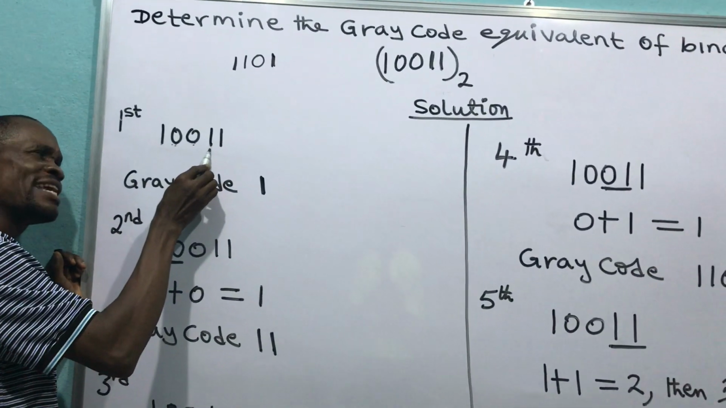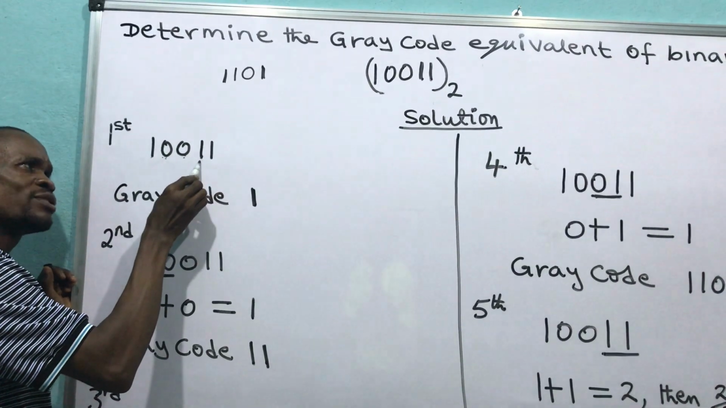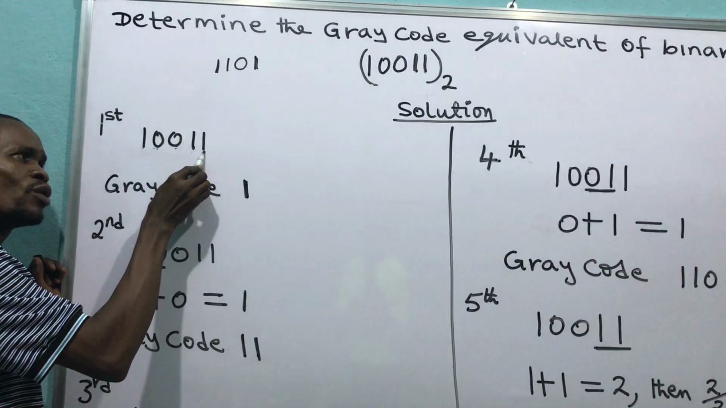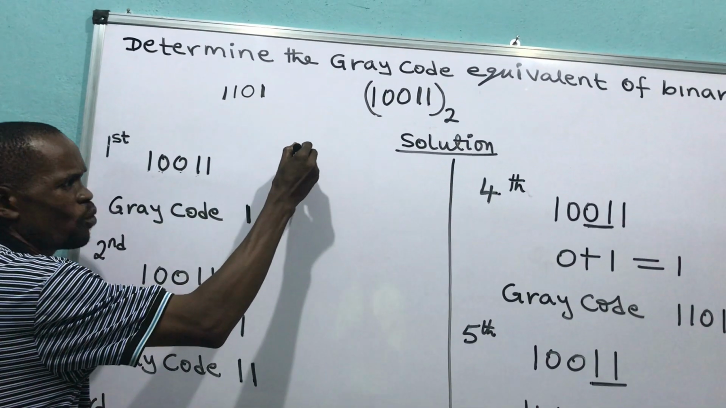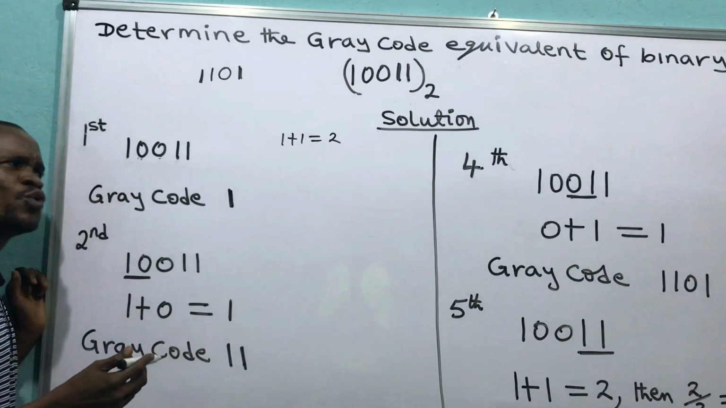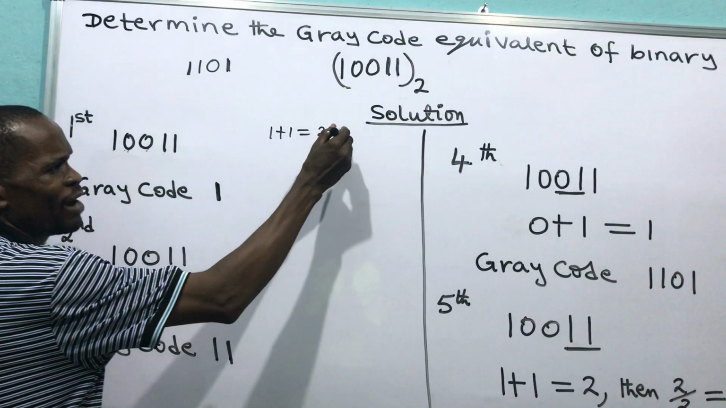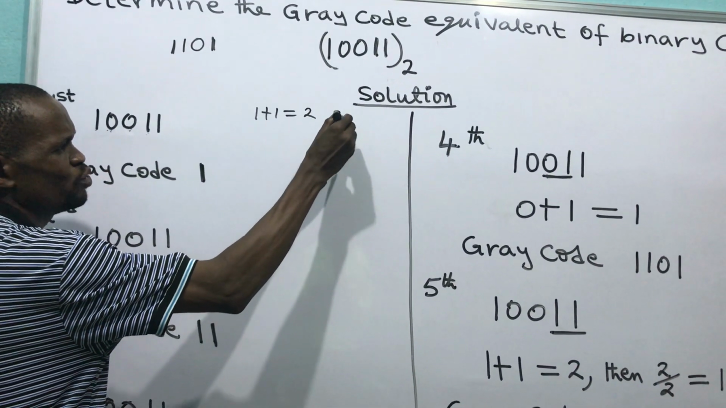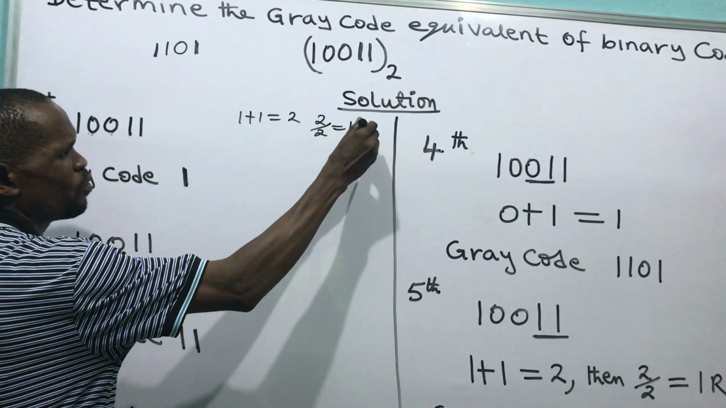Then what's next? I'll take this 1 here and add it to this 1, and that gives me 2. You remember, 1 plus 1 will give me 2. But I cannot write 2 in base 2. Therefore, what will I do? I will say 2 divided by 2 gives me 1 and remainder 0.